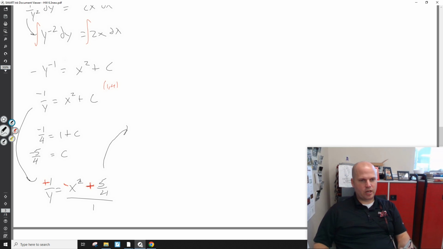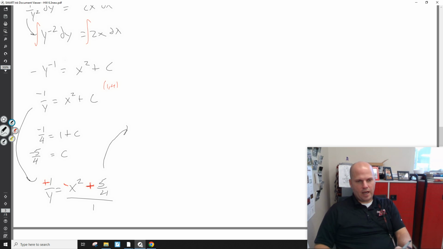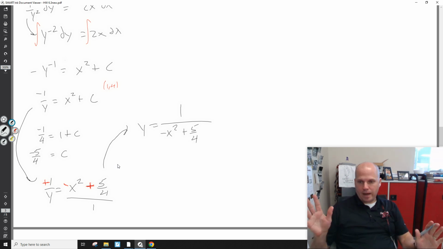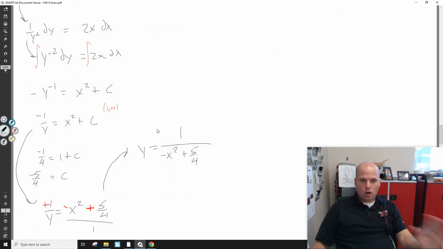Now, a lot of people try to just flip this and this individually. You can't do that. You have to flip the entire side and put it underneath a 1. There's no plus or minus because I'm not square rooting. We're all good. This is fine.